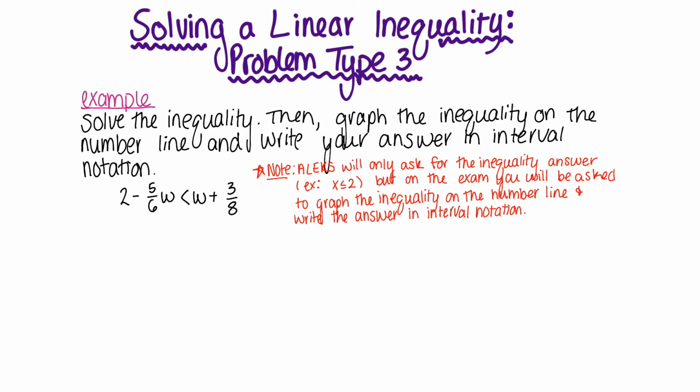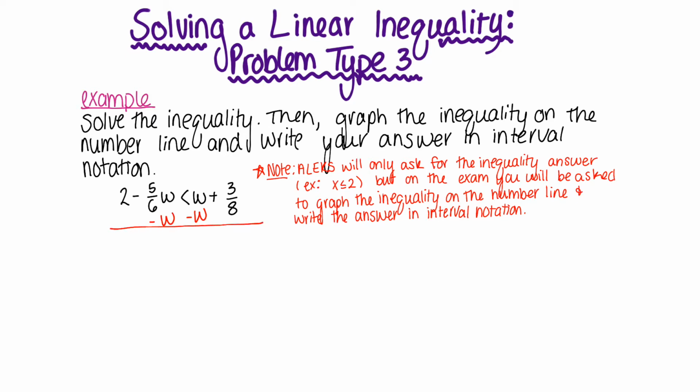All right, so looking at the inequality we have here, 2 minus 5/6w is less than w plus 3/8. We want to get all the w's on one side and all the constants on the other side. I tend to put my variables on the left, so I like to move my variables to the left and put the constants on the right. Since we have variables on both sides, we really do have a choice on where we put our variables, but I'm going to put my variables on the left-hand side. So I'm going to start by moving this lone w over here to the other side.